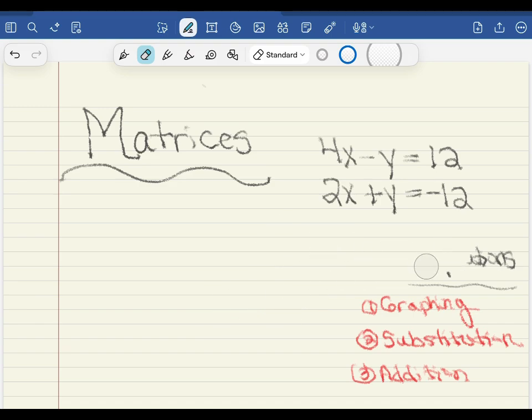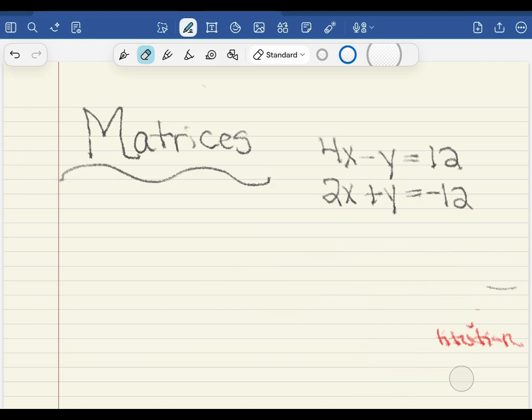So with that being said, we're not going to use any of those methods. We're going to use matrices to solve this system of equations. But there's something that I have to show you how to do. You have to know how to draw your matrix.